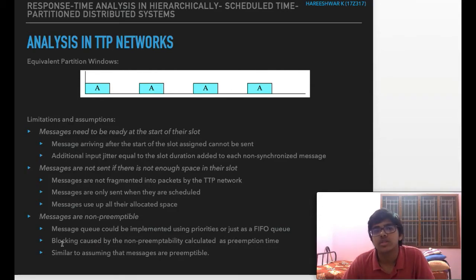In this case, for the same priority case in FIFO, blocking which is caused by the non-preemptible scenarios is calculated as something called the preemption time. It's basically like when a set of tasks is queued and a new task comes. In order for that to execute, all the previous tasks have to execute. Only when all the previous messages are sent, this message is sent. So we calculate that entire time for the previous messages as the preemption time for this newly arriving message. There isn't any actual preemption happening, but we consider the time for the previous messages to be sent as the preemption time. So this is similar to assuming that the messages are actually preempted. That's it. Thank you.